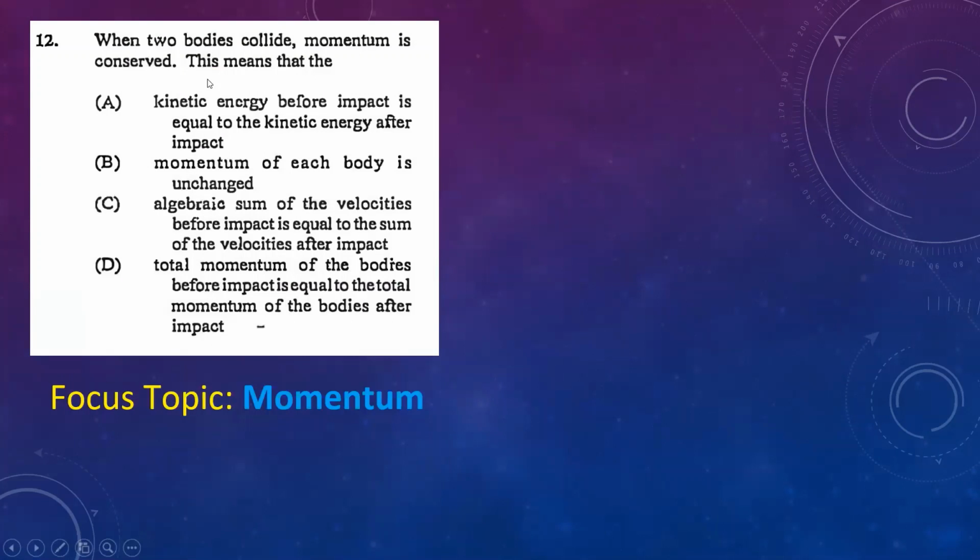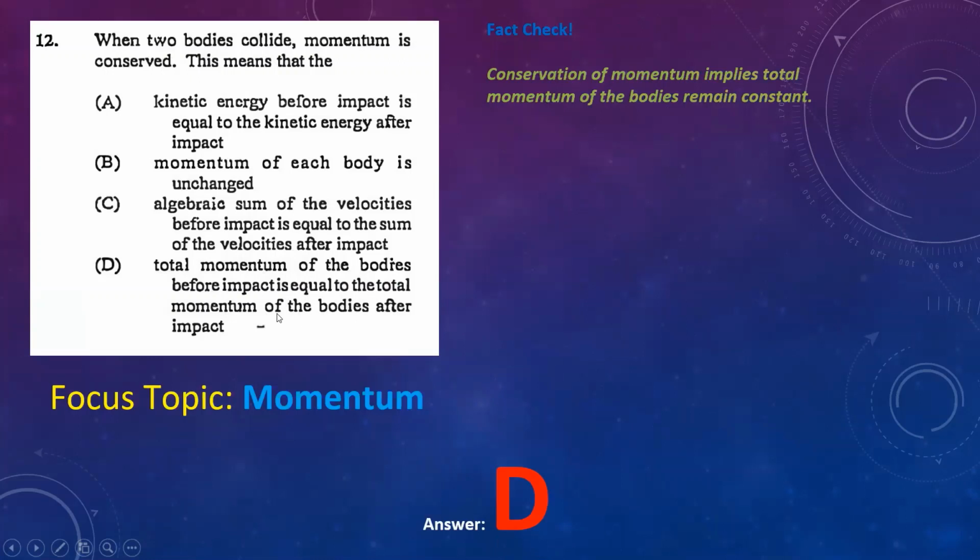Number 12, when two bodies collide, momentum is conserved. What is this saying? Conservation of momentum implies that the total momentum of the bodies remains constant, and therefore we should have D matching our fact here. Total momentum of the bodies before impact is equal to the total momentum of the bodies after impact. So D is your answer.